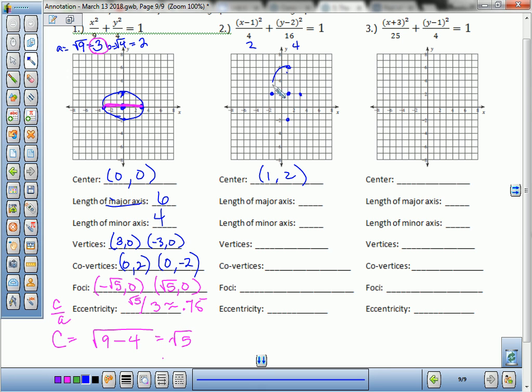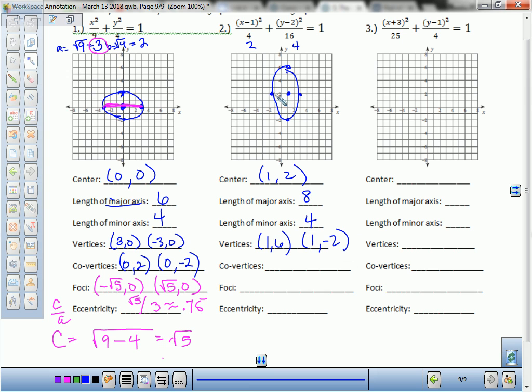The major axis this time is the vertical axis. It was 4 and 4, so it's 8. The minor axis is the horizontal. 2 and 2 is 4. My vertices were up and down 4. So it would be 2 plus 4, 6. 2 minus 4, negative 2. My co-vertices were left and right 2. So 1 minus 2 and 1 plus 2.